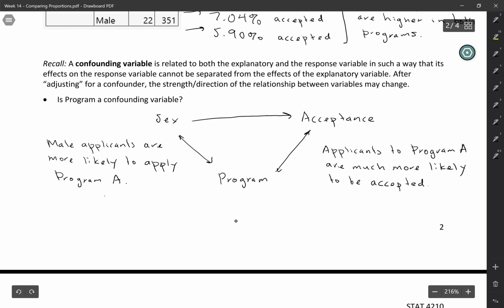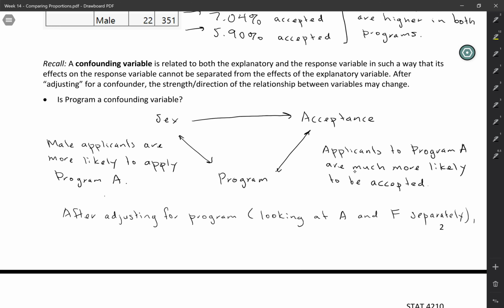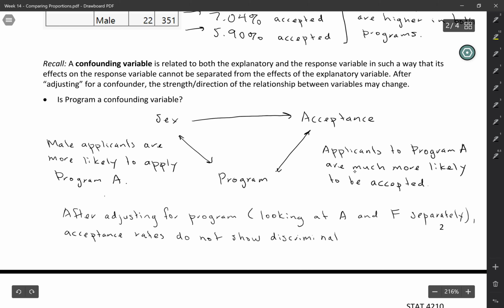So we've seen before that after adjusting for a confounder, the strength and direction of the relationship between variables may change. And that's what's happening here. Adjusting for program really just means that we're looking at the two programs separately, breaking it down and looking at A and F separately. After we do that, the relationship has changed and the acceptance rates do not show discrimination against female applicants. The acceptance rates actually are a little bit in favor of female applicants.